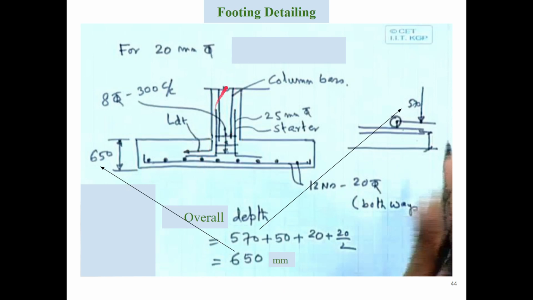And this is your column, and these are the column bars, and this is the development length which has been provided, mainly in the tension area. So that is Ldt. And these are the dimensions for the column, which we can design based on our column designing criteria.